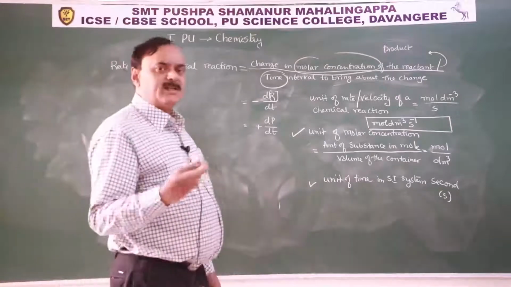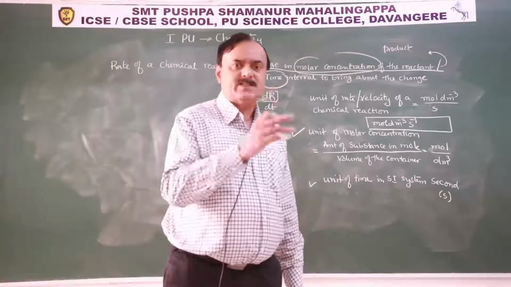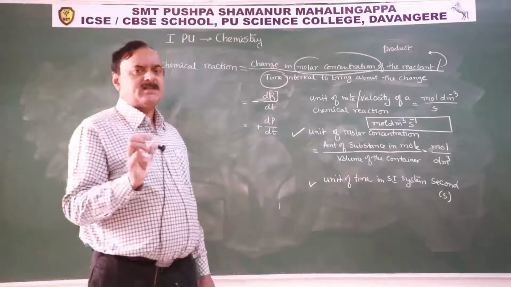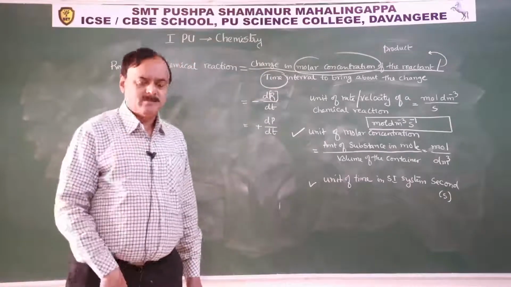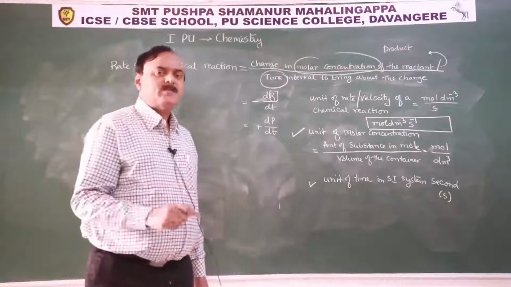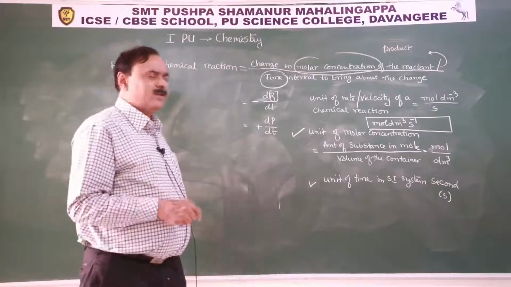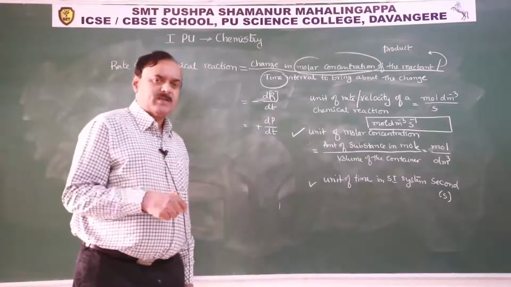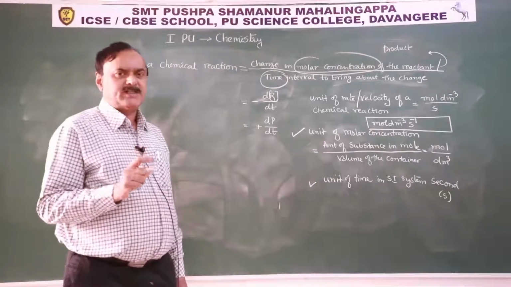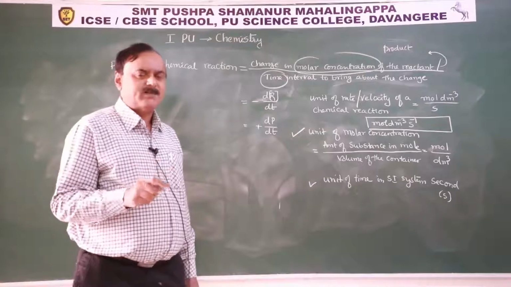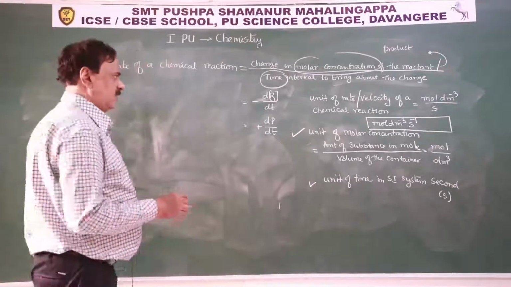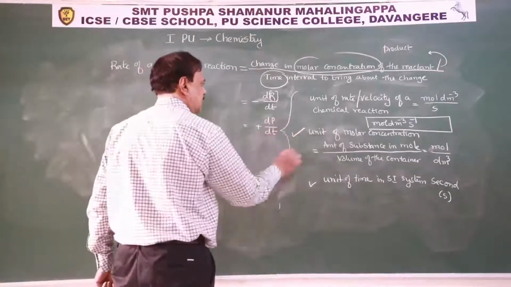If the reactants or products are in gaseous state, then usually the concentration is expressed in terms of bar or atmosphere pressure. Therefore bar per second or atmosphere per second is the unit of velocity or rate of a chemical reaction, where either reactant or product is in gaseous system.